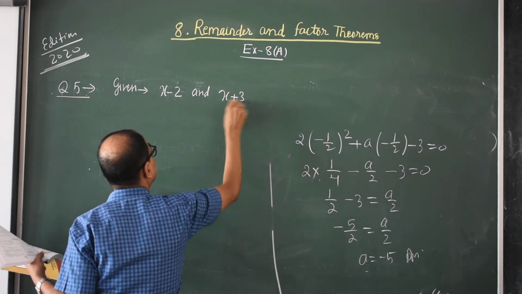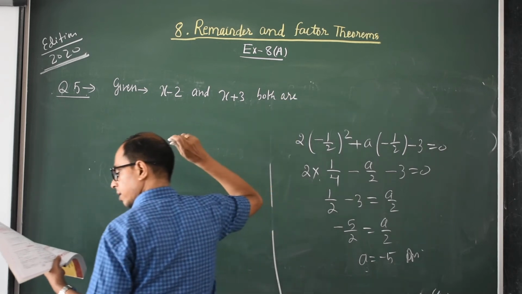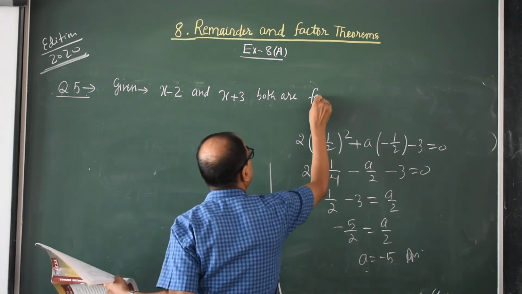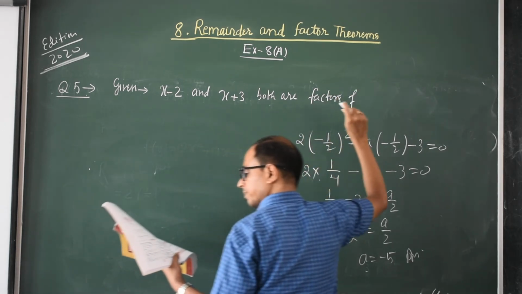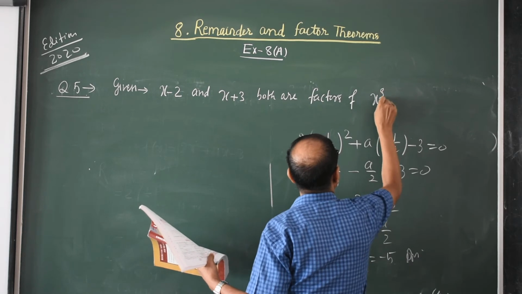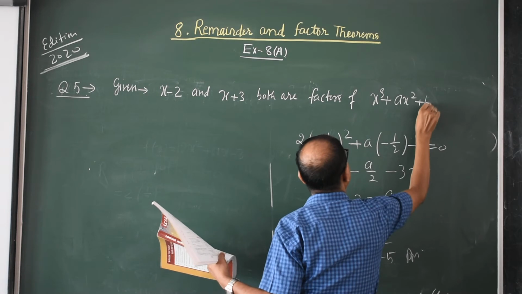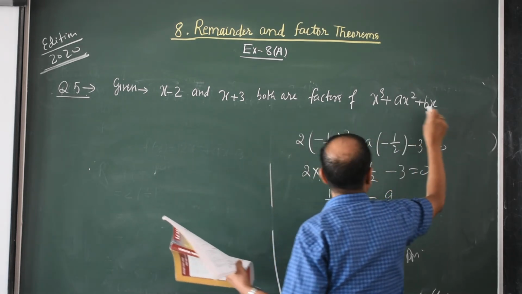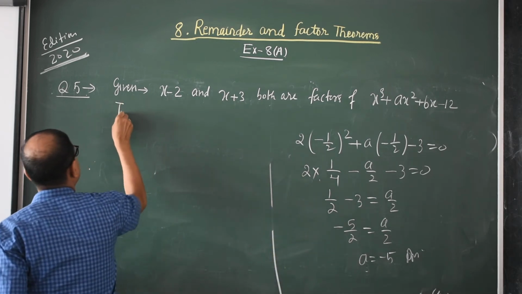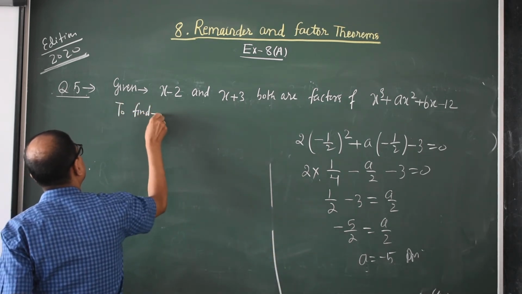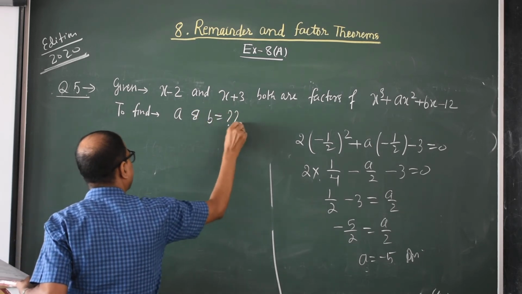x plus 3 both are factors of x cube plus ax square plus bx minus 12. So what do we have to find? The values of a and b. What are the values of a and b?